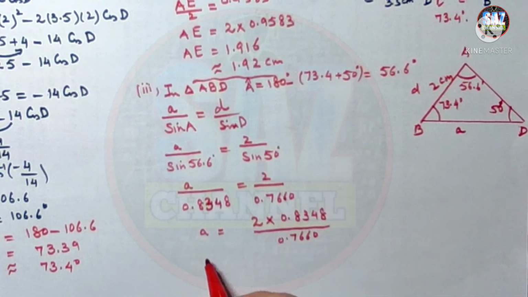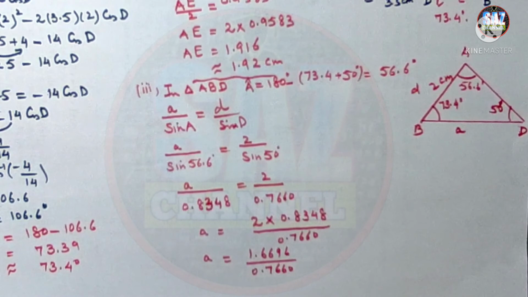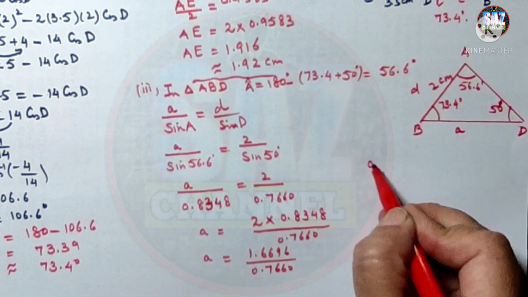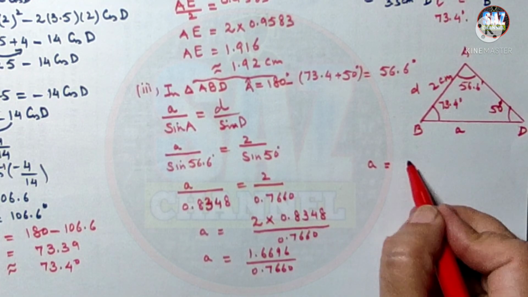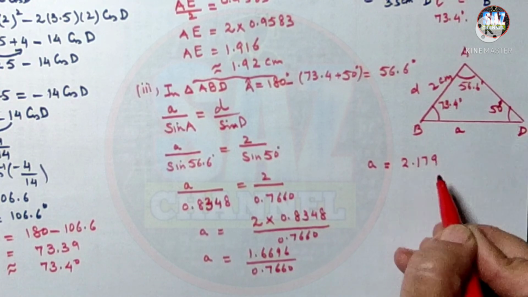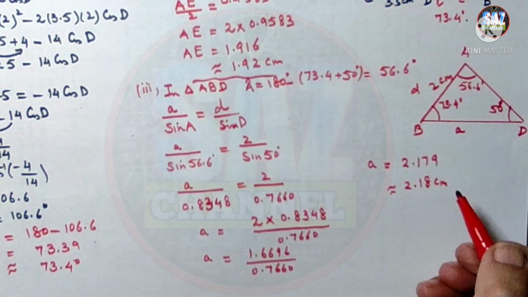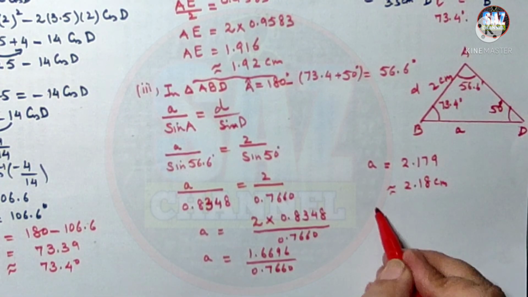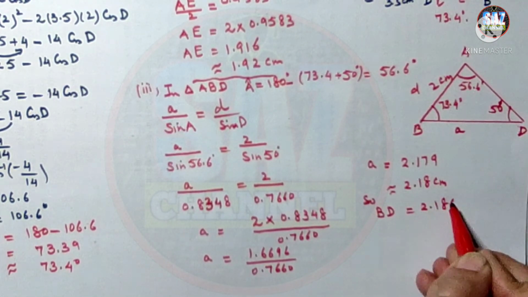Now 2 multiplied by 0.8348 gives 1.6696 upon 0.7660. Dividing by 0.7660 gives BD equals 2.179, or approximately 2.18 centimeter. But what was the actual requirement of the question? BD equals 2.18 centimeter.